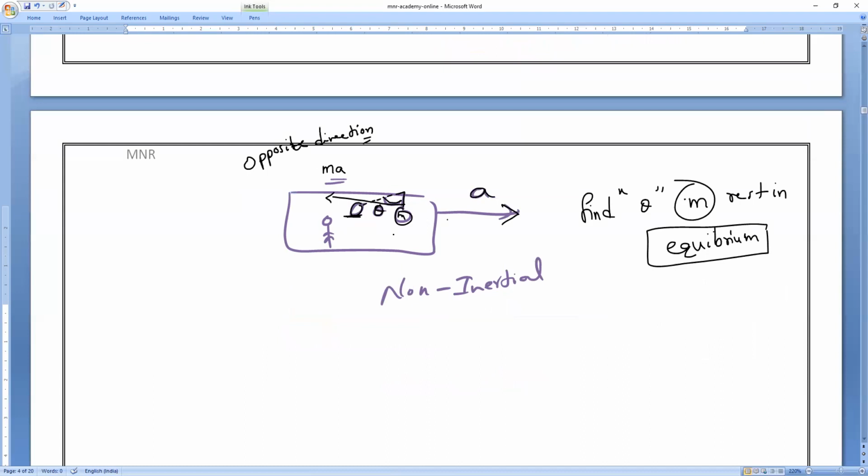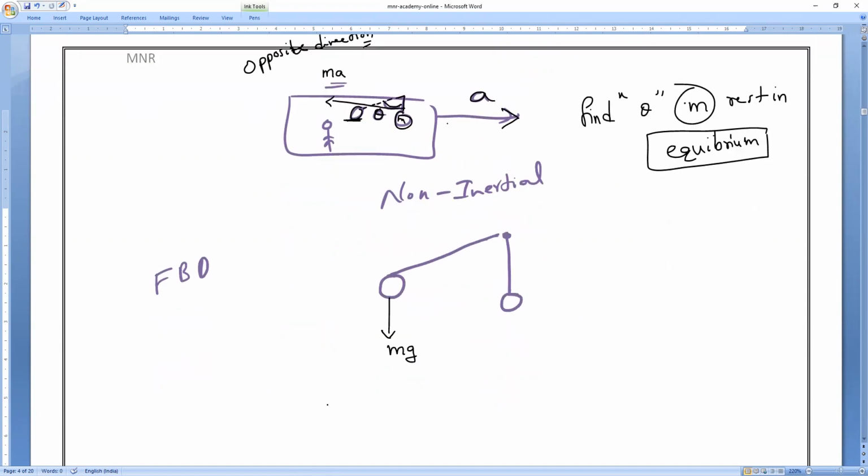Now observe only this mass M and draw the FBD, free body diagram. Initially the pendulum is hanging here. Now as it moves to here, this is the position it attains. As we all know, there is a force acting in the downward direction. What is the force acting downward? Mg.